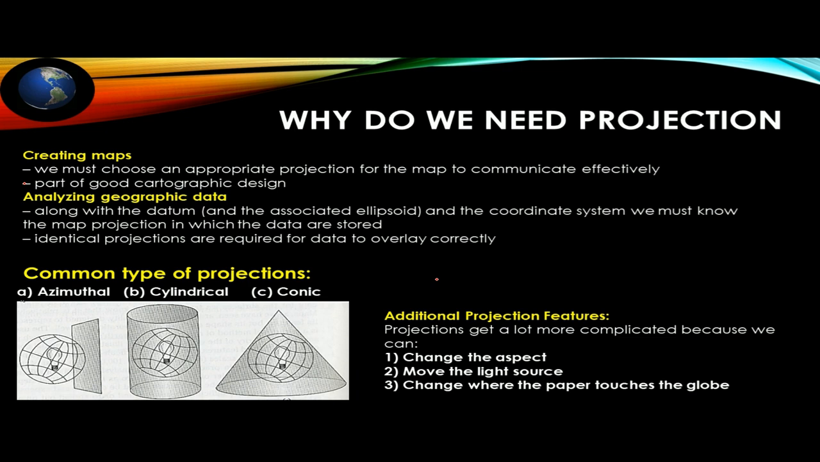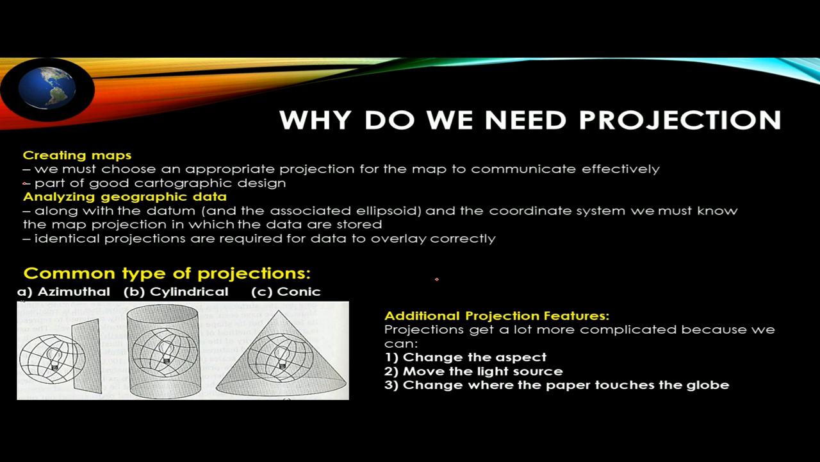So there are three common types of projection system: azimuthal, cylindrical and conic. In addition to the projection feature, projection gets a lot more complicated because we can change the aspect. In azimuthal, you can change the aspect. In cylindrical, you can also change the aspect. Like that, there are three different ways of understanding this projection system.